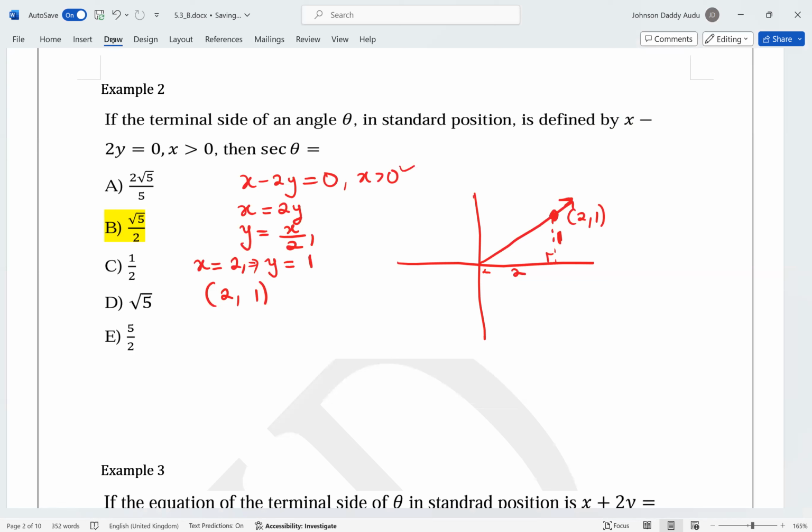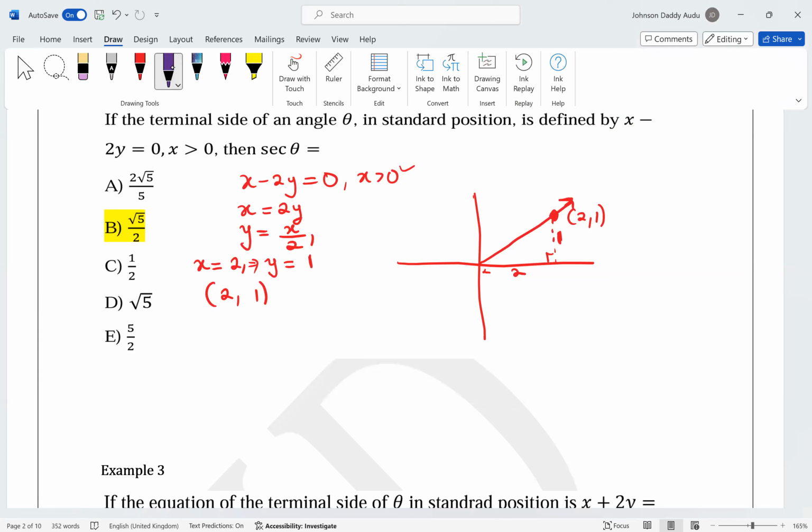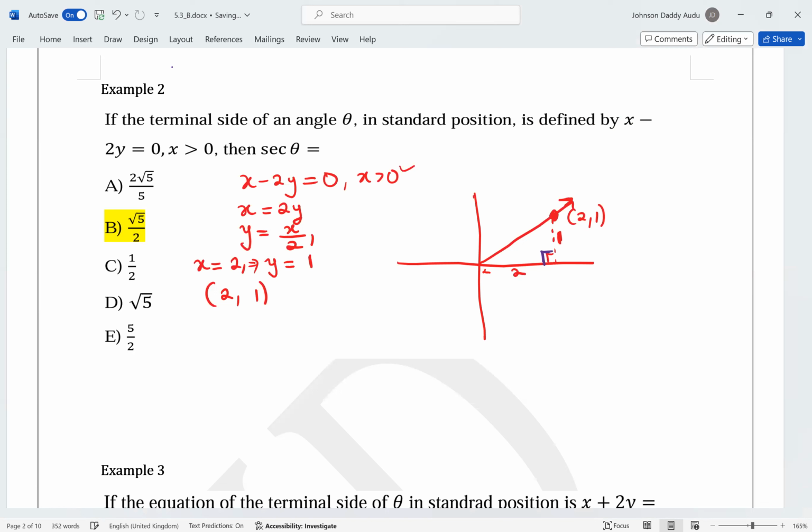With this we can easily find the hypotenuse. The hypotenuse will just be the square root of 4 plus 1, so it will be square root of 5. And don't forget, we will have our theta here. Okay, so now what to do? We just need to find the ratio. What are we looking for? We're looking for sec theta. We just need to recall that sec theta is the reciprocal of cosine theta.